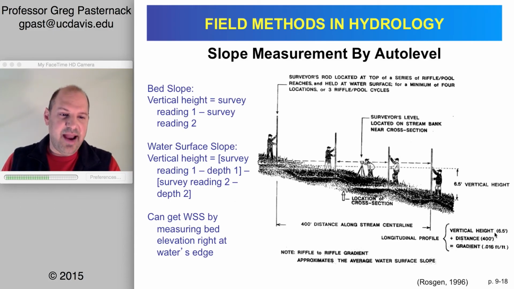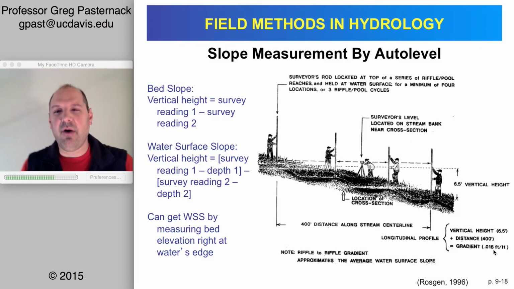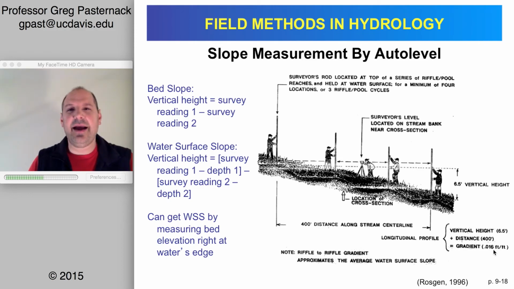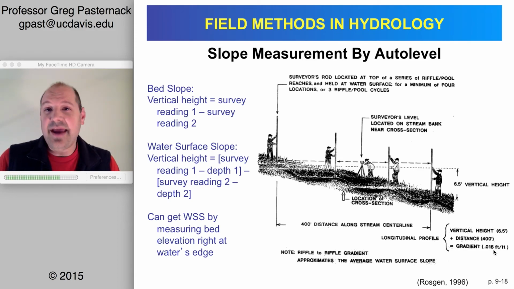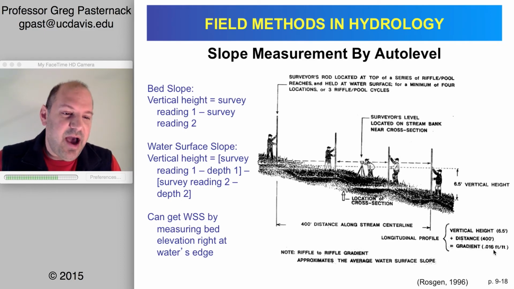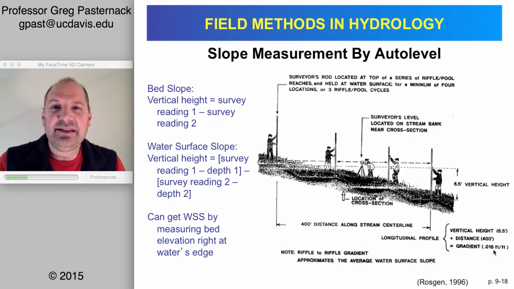And so here we have the vertical height divided by distance gives a slope of 0.016. Okay, well, I've thrown out some numbers, so this is a good time to also remember. We've got Manning's N values that were kind of like 0.01 to 0.08. We've got a slope value here of 0.016. So, what's this all about?